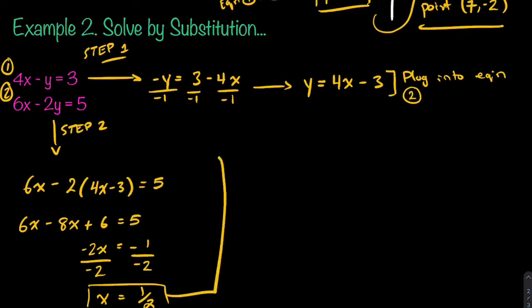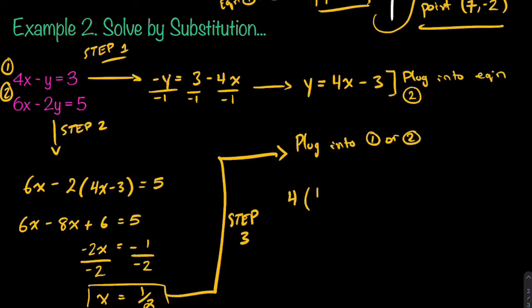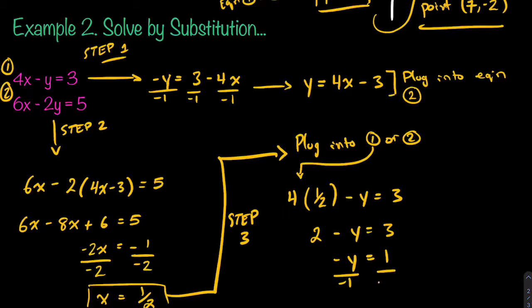And let's call this step 3. Plug into 1 or 2, right? I'm going to choose the easier one because I like easier. So we've got 4 times 1/2 minus y equals 3. Okay, 4 times 1/2, well, it's half of 4, that's just 2, minus y equals 3. Negative y equals, I'm going to move that to the other side, so I'm going to subtract 2, which gives 1. Divide by negative 1 on both sides, and we get y equals negative 1.